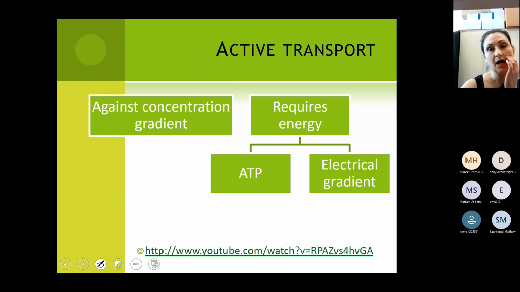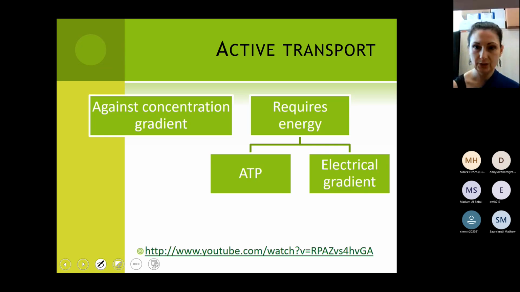And now we are getting to active transport. Active transport usually goes against the concentration gradient. So I have a room which is crowded full of people and I'm pushing more people inside, and they really don't want to go there because there is very little space, so I need some energy to push them there. I have two sources of energy. The first one is ATP and the second one is the electrical gradient.